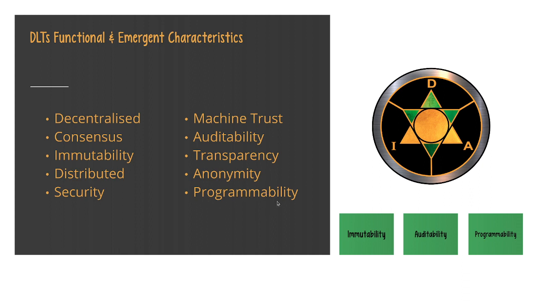And lastly, we have programmability, which is another one we will talk about at length. So that concludes this first part of our fourth module, which is going through these characteristics, both functional and emergent. See you in the next subsession, which is talking specifically about immutability, auditability, and programmability.